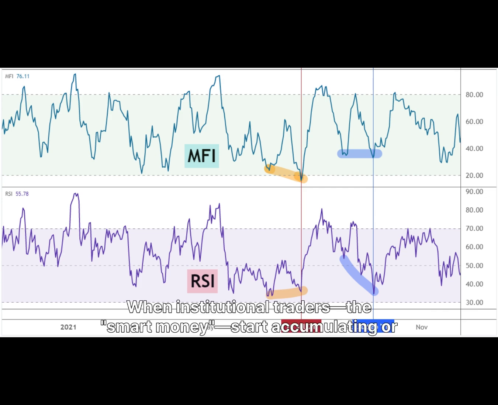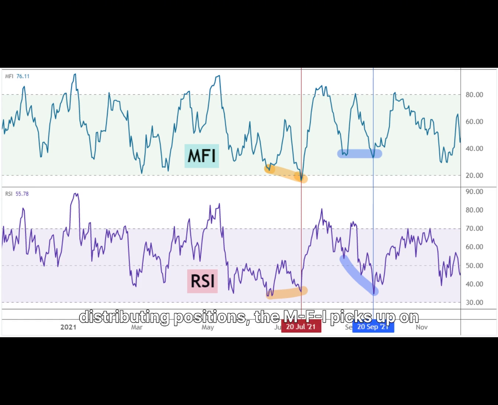When institutional traders, the smart money, start accumulating or distributing positions, the MFI picks up on this activity through volume changes. This is why many professional traders call it the smart money indicator.